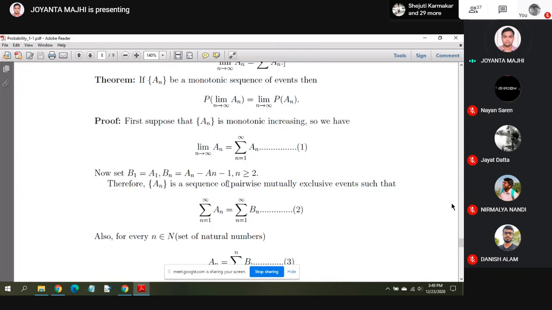Therefore, bn is a sequence of pairwise mutually exclusive events. This is a mistake. This is bn, not an. Therefore, summation an is equal to summation bn, n goes from 1 to infinity.